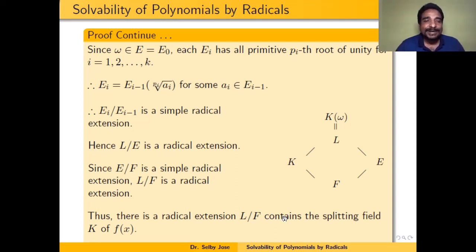So we have proved that if fh is solvable by radicals, then the corresponding Galois group is a solvable group, and if the corresponding Galois group is solvable, then the polynomial is solvable by radicals. That means that fh is solvable by radicals if and only if the Galois group of the polynomial is a solvable group. So that's the end of the proof.